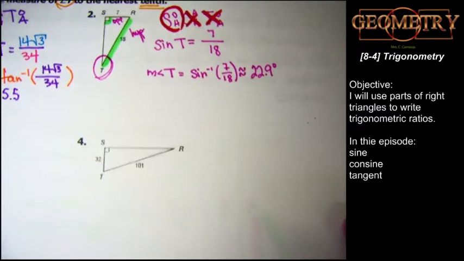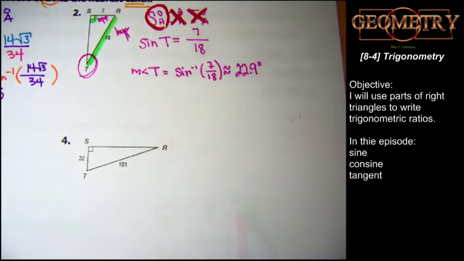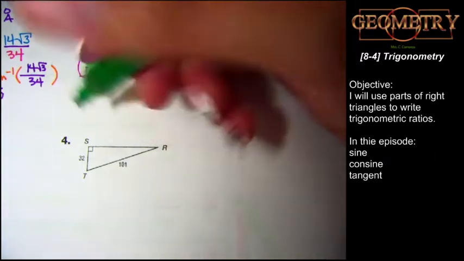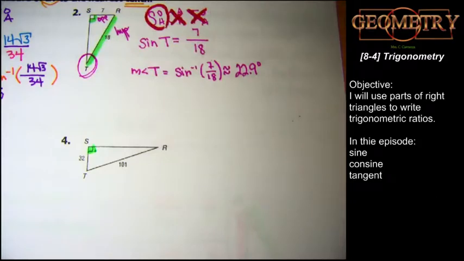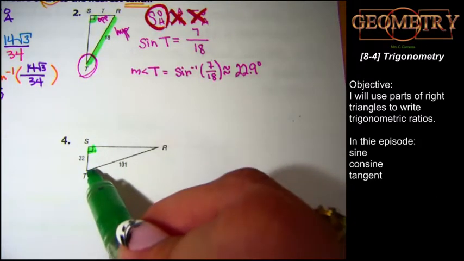Coming back to you. Let's do number 4. That way number 2 stays on screen, because I know a few of you might still be writing down. I'm going to look for my right angle. I'm going to find my hypotenuse.